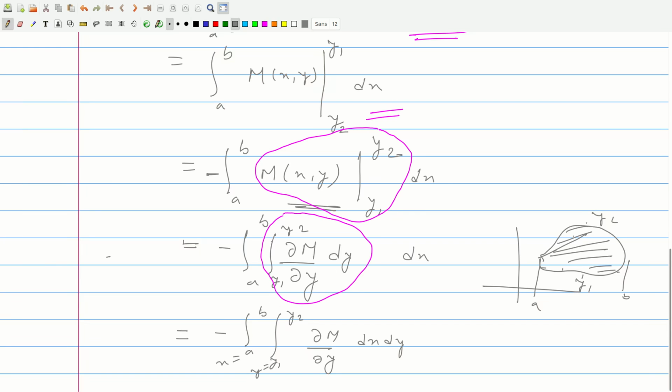So this whole thing you can write over this region R, and dx dy is nothing but dA. Alright, so now you are integrating over this region. This is your infinitesimal area dA. So you are now integrating over this area. What are you integrating? Partial derivative of M with respect to y.